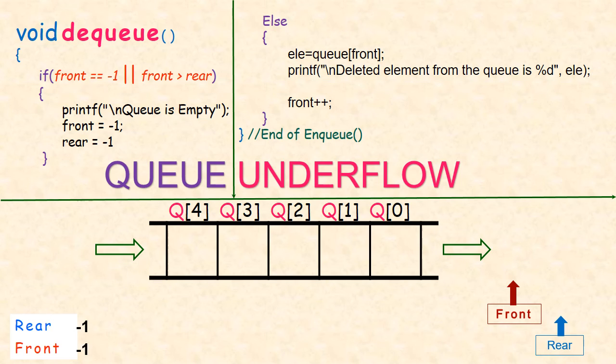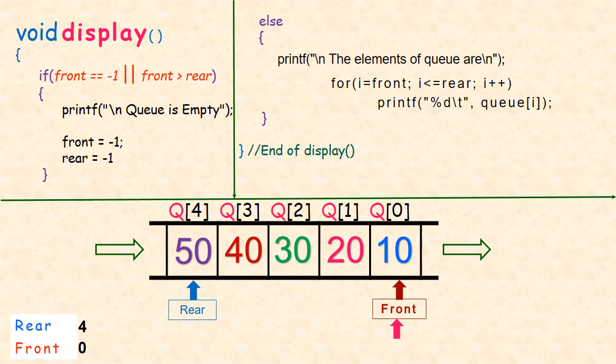Let us continue with displaying elements of a queue. Assume that we have 5 elements in the queue and the front is pointed to by variable front and rear is pointed to by variable rear, and its values are 0 and 4 now. Now I want to display them, right?